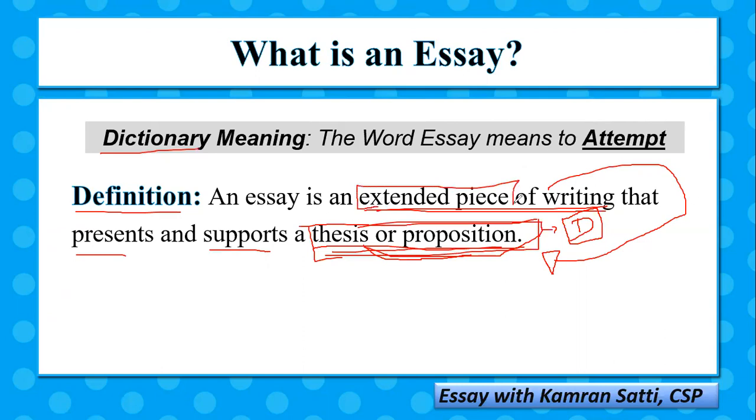Basically, we write various body paragraphs. I will discuss the structure of an essay in a couple of slides. By writing various body paragraphs, which in a CSS essay are basically 15 to 20, we solidify our stance or our thesis or our proposition. And how do we do that? How do we solidify our stance? By citing various examples, by giving various statistics, by giving various quotes of the established authorities. So that is how we present and support our thesis or proposition.